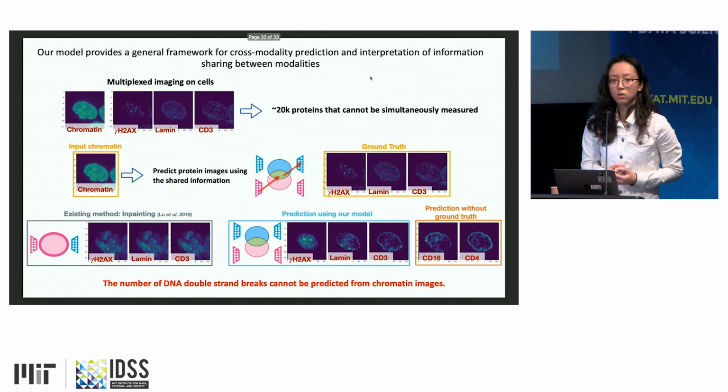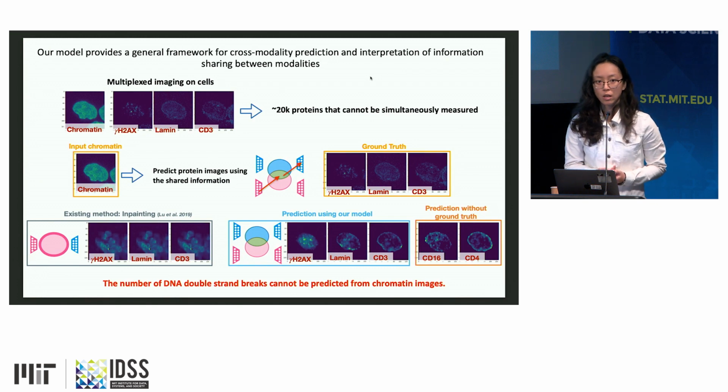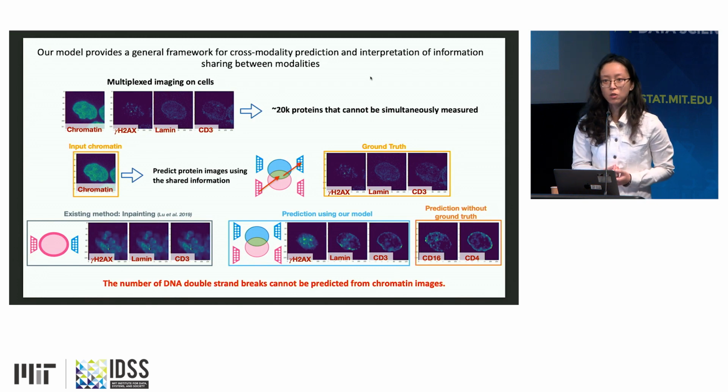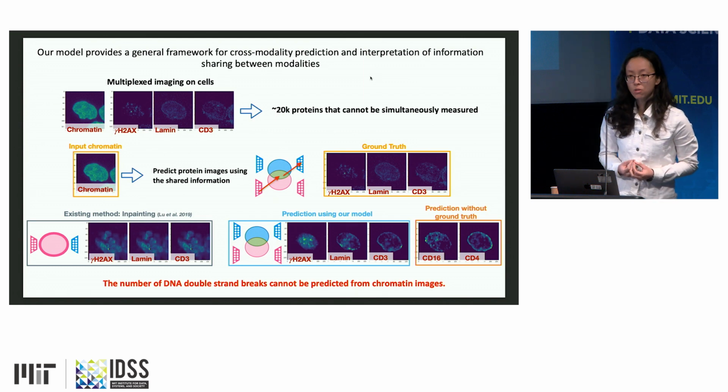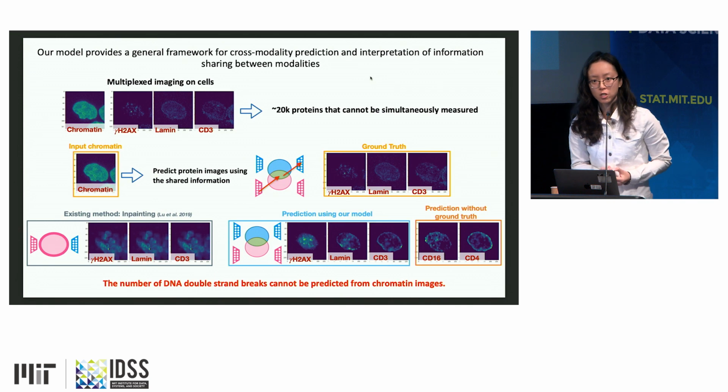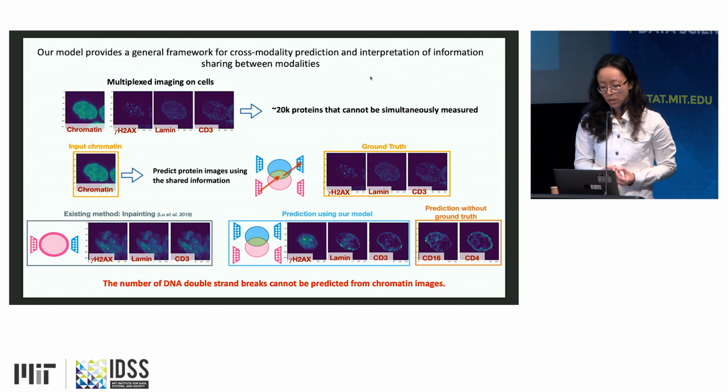With this framework, we can then perform cross-modality prediction in the context of missing data. For example, if we want to measure protein images of cells, there are 20,000 proteins to choose from in a single human cell, whereas in the same experiment, we can only measure up to tens of proteins. So how can we predict proteins that are not measured in an experiment using chromatin images, which is a more generic stain that contains generic information of the state of cells? We do this in our model by looking at the shared information between chromatin and the target protein. We can infer the shared latent space component by using the chromatin encoder, and then decode the target protein image using the protein decoder.